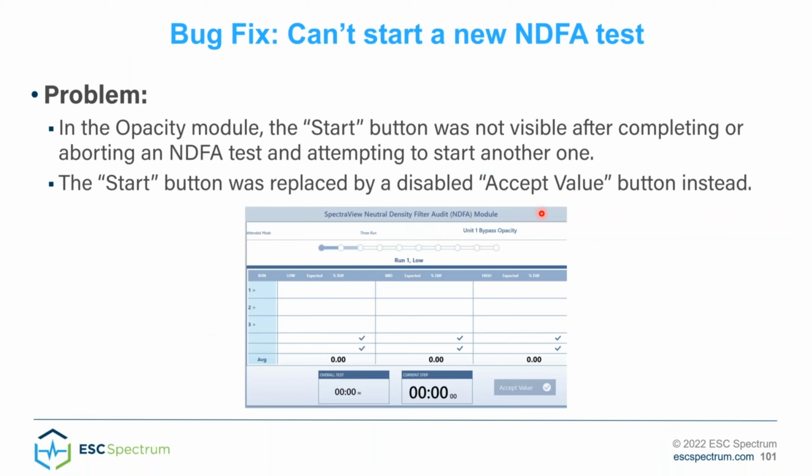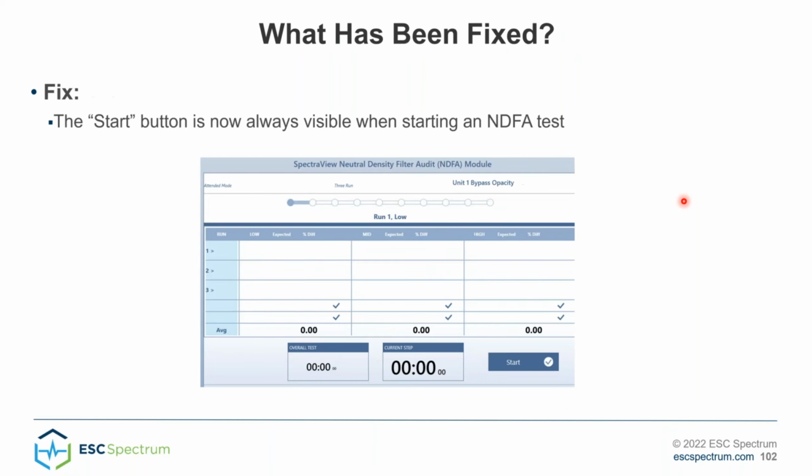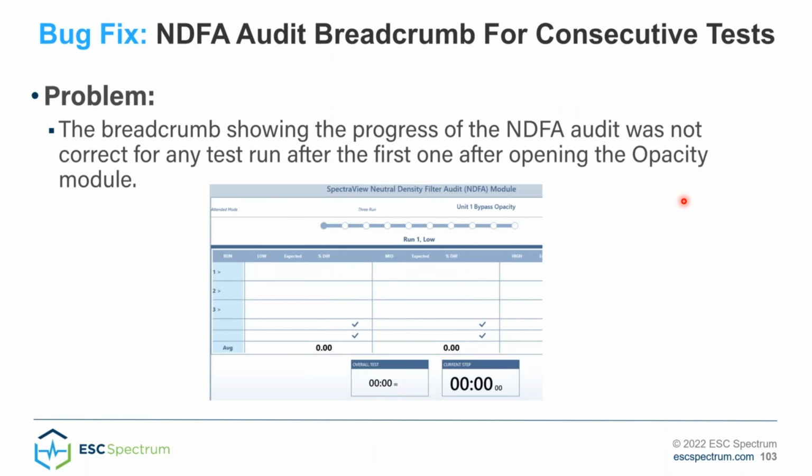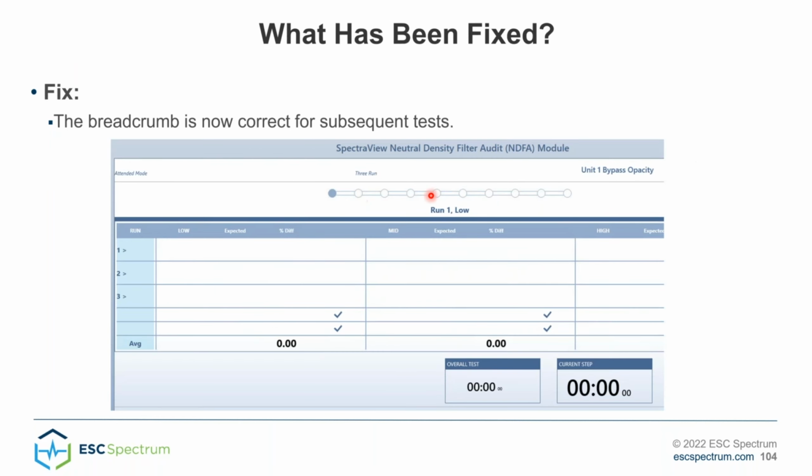The ability to start a new NDFA test wasn't available after you had backed out of a previous one. So we fixed the little refresh issue there, and now you can go back in and restart a new filter audit test. And initially, after you backed out of one, the breadcrumb at the top was incorrect. This is before the test has even run, so none of these bars should be filled out. That's been fixed. And now when you start a new test, it does look correct there.